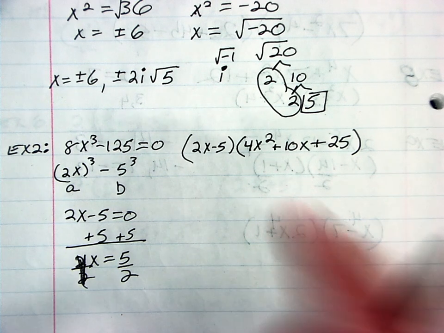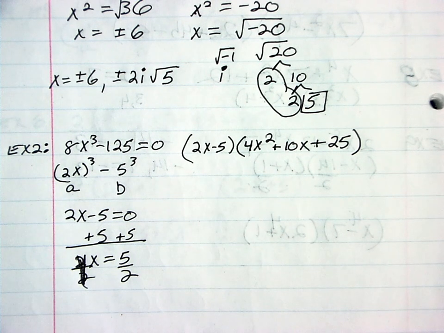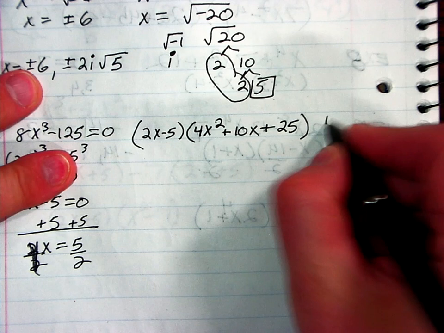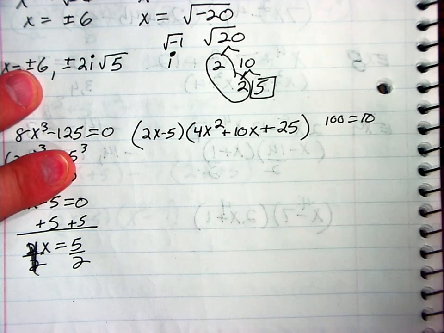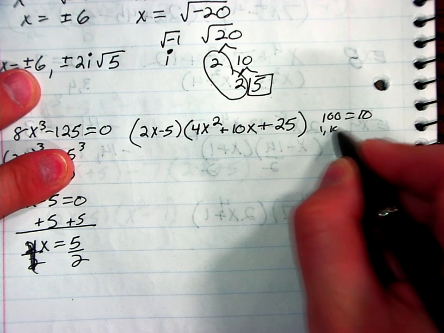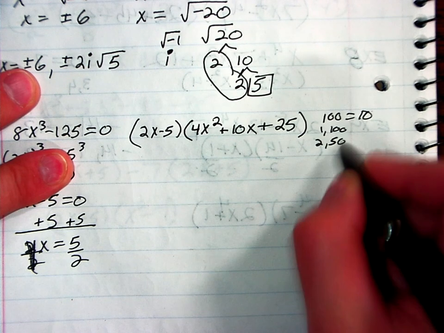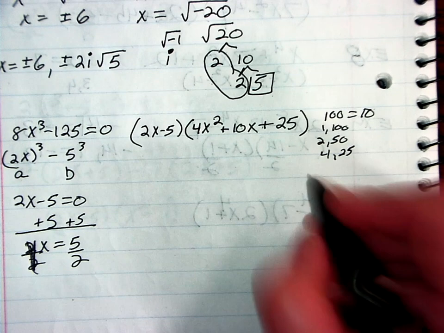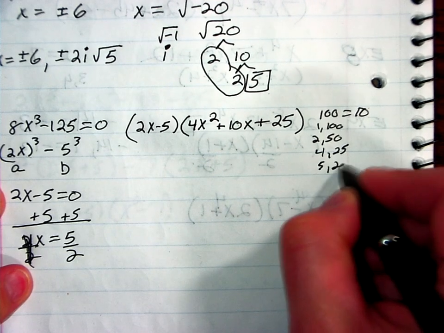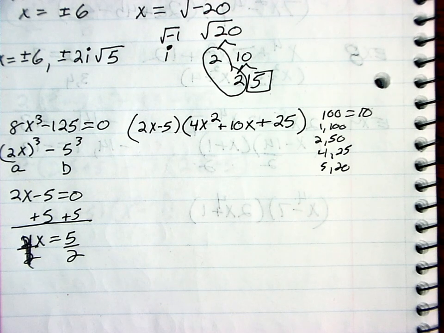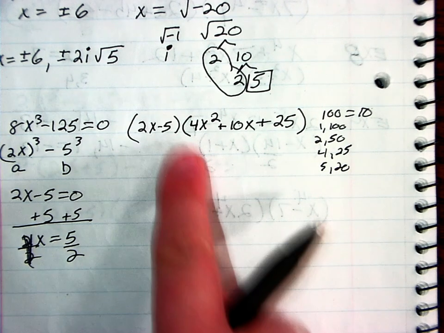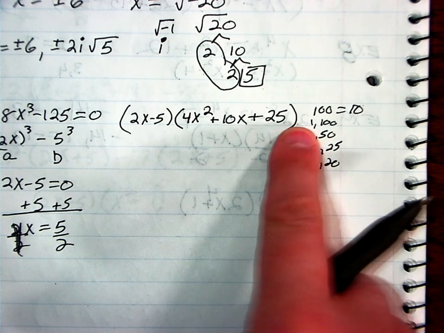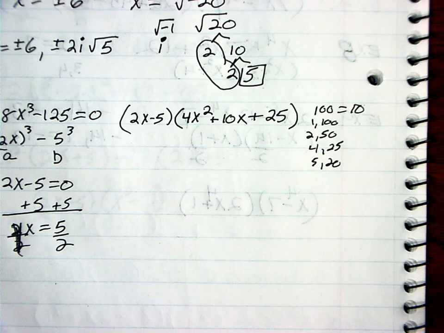Our other answer, are there factors of 100 that equal 10? What are they? 1 and 100 does not. 2 and 50 does not. 4 and 25 does not. And then we do 5 and 20. 10 and 10. Where's the 100? A times C, 4 times 25. So this will not factor.